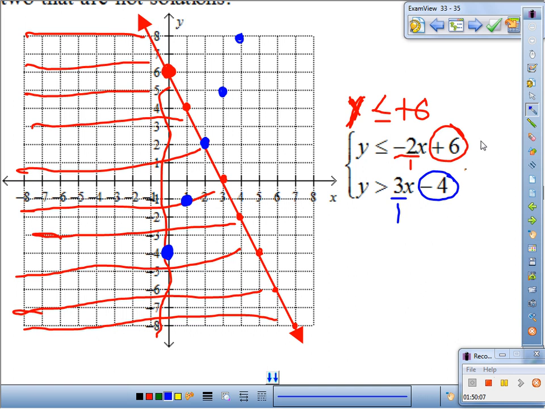Now, to find out what kind of line, I need the inequality symbol. Let's see. Does it have an equal sign? No. Then it's a dashed line. It's a dashed line going through all those points.